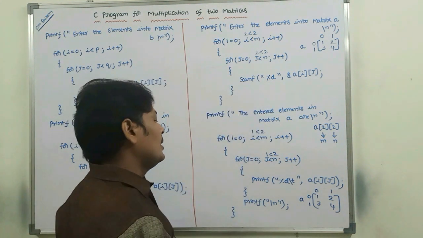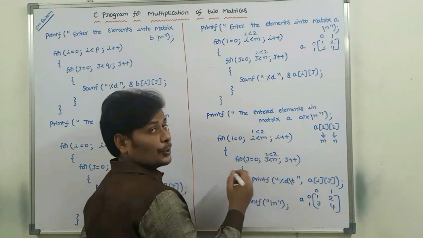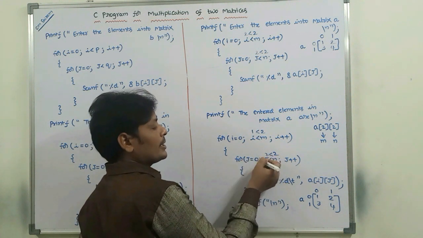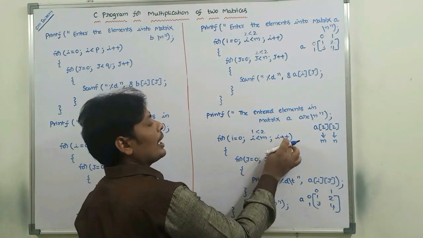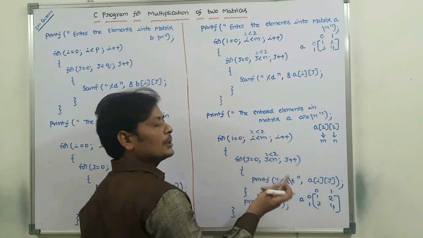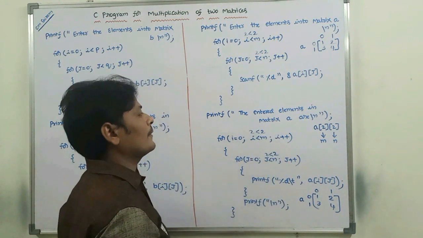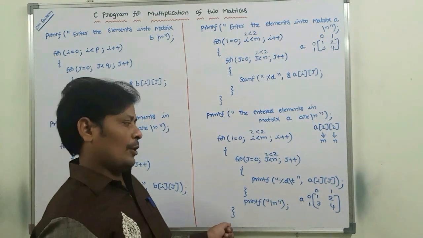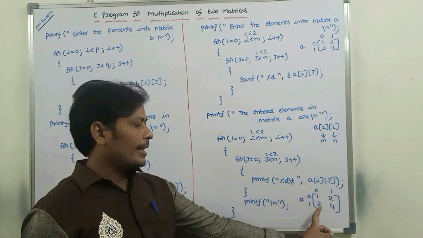Okay. Next, after that, j value is incremented. So 2 less than 2, that is false. Then the control goes to the outer for loop. Now I value is incremented. Now I value 2. 2 less than 2, that is false. Then the control goes to the next statement after the outer for loop. Okay. So then the matrix A is printed.